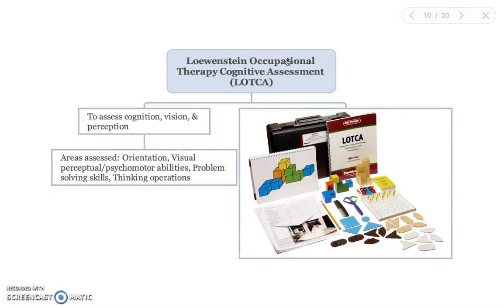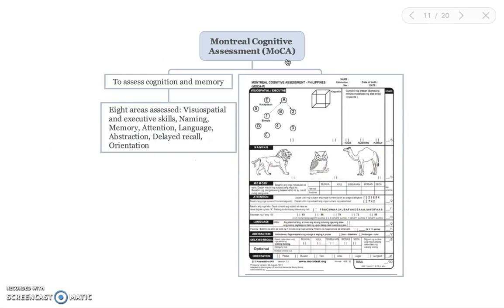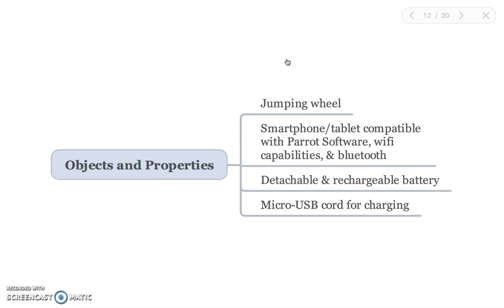The Lowenstein's Occupational Therapy Cognitive Assessment helps us assess cognition, vision, and perception across a wide range of cognitive tests, and the areas assessed are orientation, visual perceptual psychomotor abilities, problem solving, and thinking operations. And then lastly, the Montreal Cognitive Assessment. It can help us assess 8 areas: visual, spatial, and executive skills, naming, memory, attention, language, abstraction, delayed recall, and orientation.